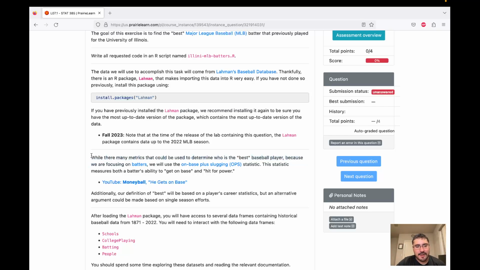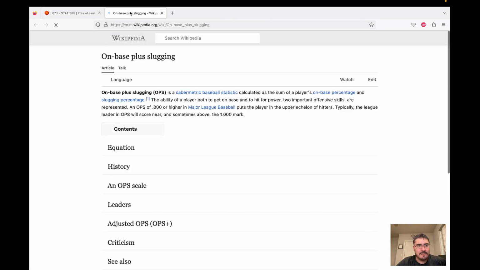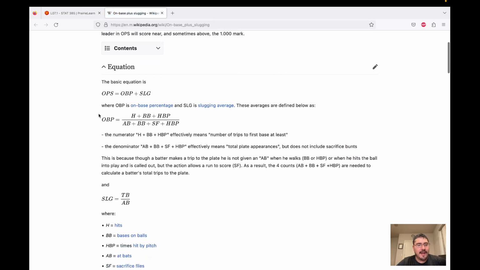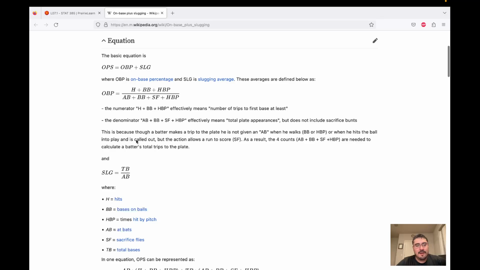And so this metric that we're going to use to define best is a balance between getting on base and how many bases you get on average. Loosely that's what it is. We can go to the website and see that there's 2 components: how often you get on base, and then how many bases you get per average.